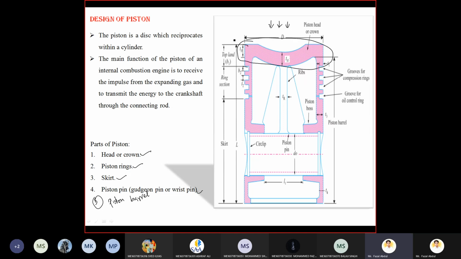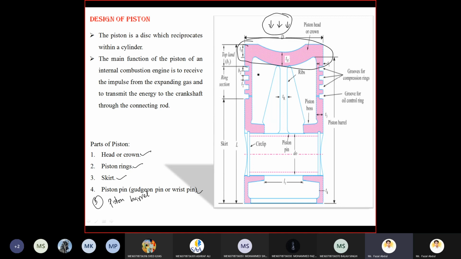This is referred to as a piston head or crown. Sometimes it may be flat, sometimes a concave surface, or convex, depending on the combustion chamber, which is going to decide it. Now, the head should be designed in such a manner that it withstands the maximum pressure of the gases that is created on the top of the piston.